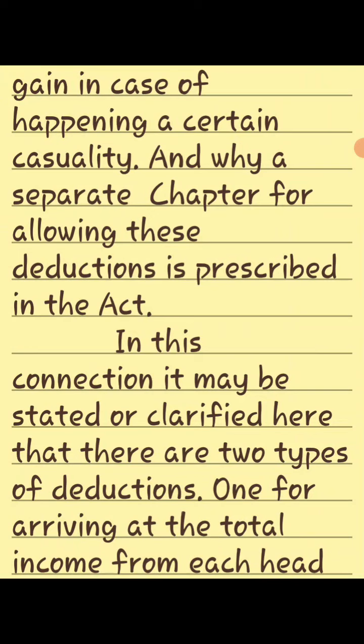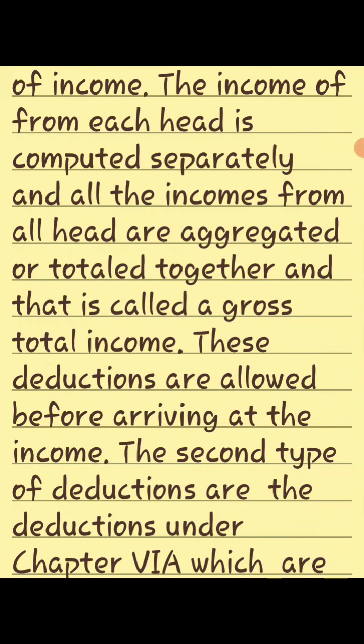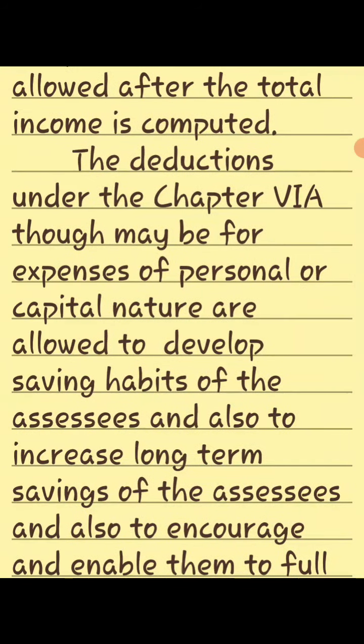In this connection, it may be stated or clarified here that there are two types of deductions. One for arriving at the total income from each head of income. The income from each head is computed separately, and all the incomes from all heads are aggregated or totaled together, and that is called gross total income. These deductions are allowed before arriving at the income. The second type of deductions are the deductions under Chapter 6A, which are allowed after the total income is computed.